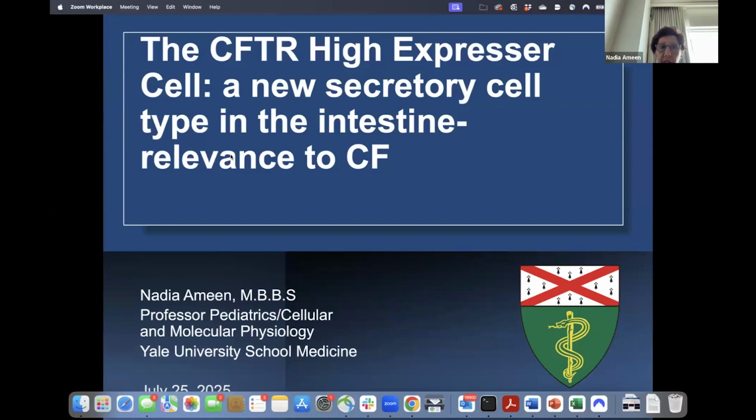So this morning, I'll talk to you a little bit about this CFTR High Expresser cell that we have elucidated to be a new secretory cell type in the intestine, and touch on the relevance to cystic fibrosis gut disease.